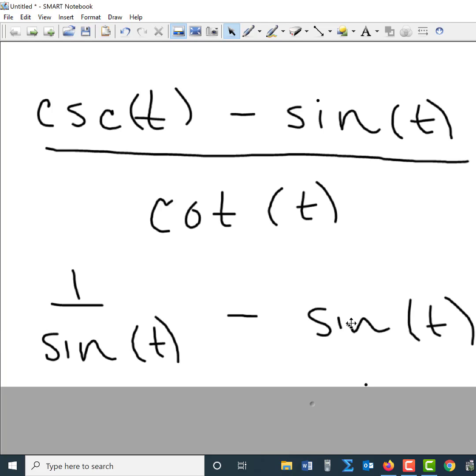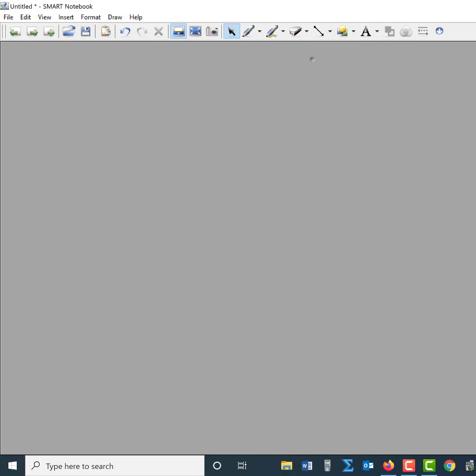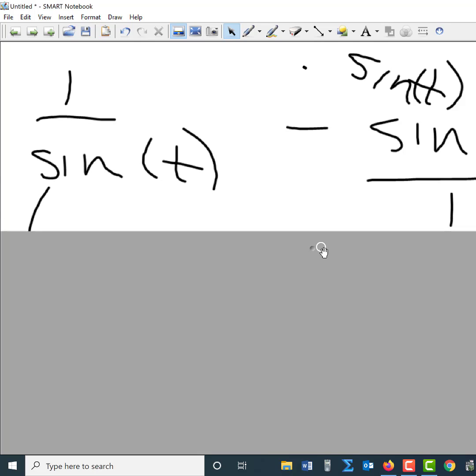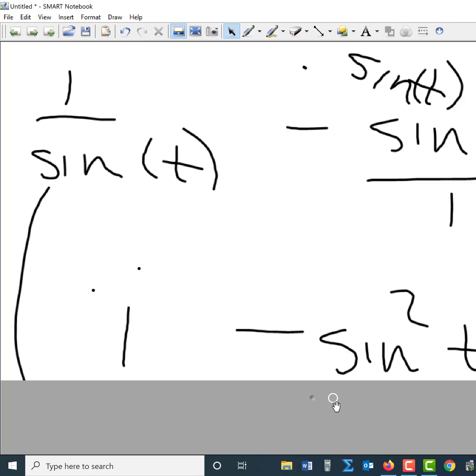Now this is where some of you had a little trouble. You have a subtraction problem. So I'm going to go over here and let's look at just a subtraction problem. So basically we've got a subtraction problem with fractions. And in this subtraction problem, you've got your 1 over sine minus your sine, and your sine is actually over 1. And when you deal with fractions, what you have to do is find a common denominator. Since one denominator is sine and one denominator is 1, the common one would be sine.